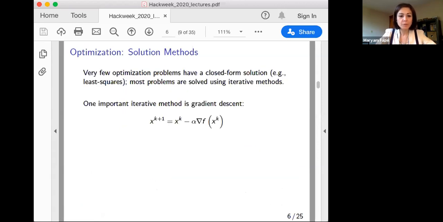Okay, how are optimization problems solved? Often there's no closed form solution. Instead, we use iterative methods. In this tutorial, we are not really focusing on algorithms, but we'll mention the workhorse of optimization algorithms and methods, that is gradient descent.